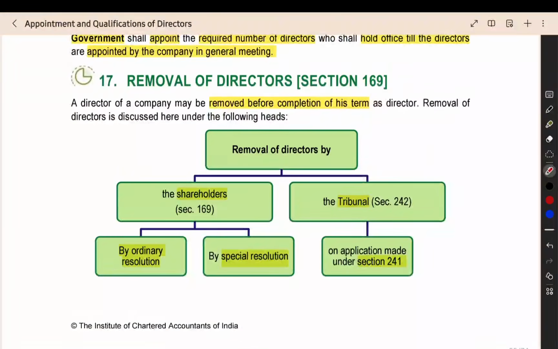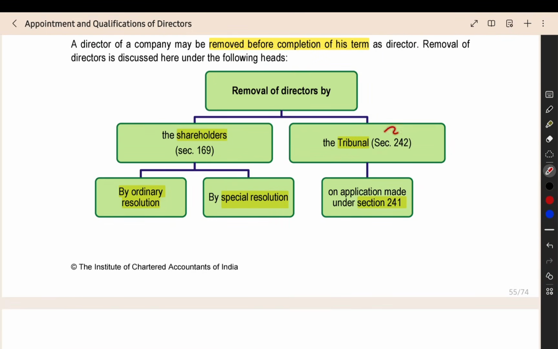That they have given. The next section is section number 169, which is about the removal of directors. The directors can be removed by the tribunal or by the shareholders. When the tribunal removes, they have the power under section 242. These sections 241 and 242 are all under the chapter Prevention of Oppression and Mismanagement.